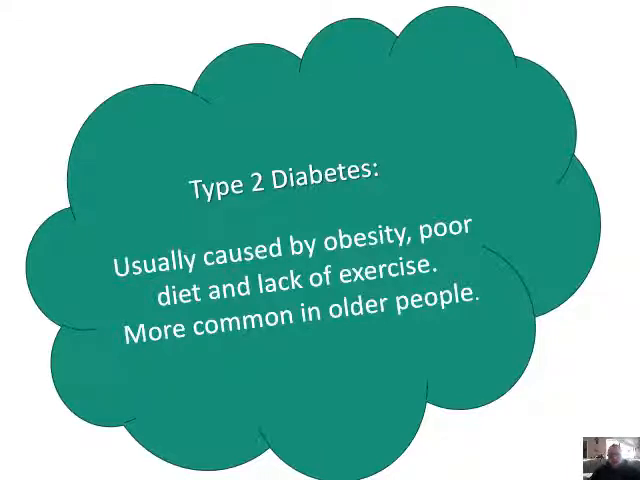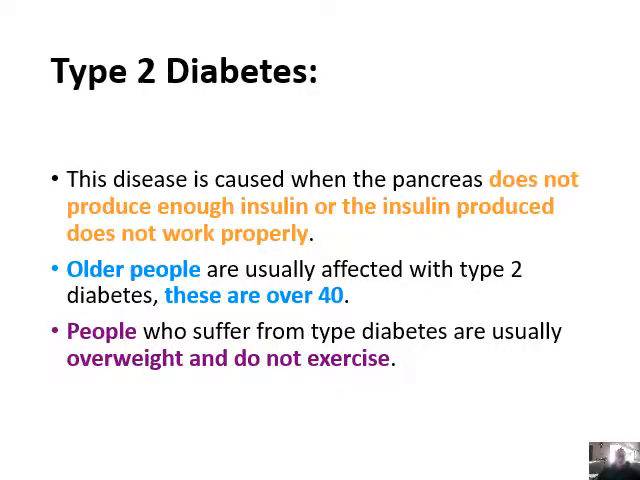So diabetes type 2 is usually caused by obesity or poor diet and lack of exercise. This is when you're a sloth, when you're a couch potato. You don't run, you don't stand, you don't walk, you don't even make your own coffee and tea. You just sit there and do absolutely nothing. This is more common in older people, and it can lead to you needing to take injections if you don't look after yourself. It can also be called pre-diabetic.